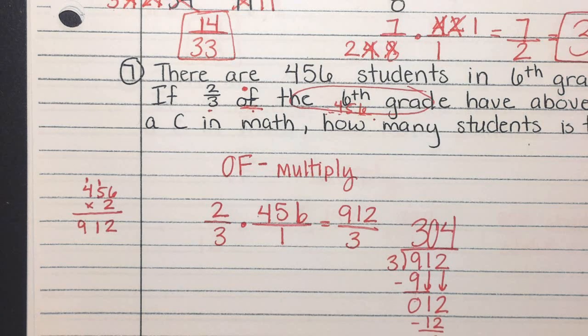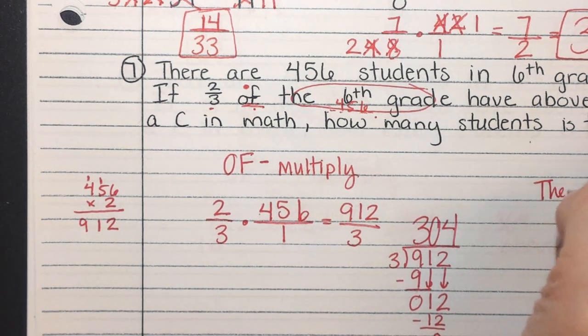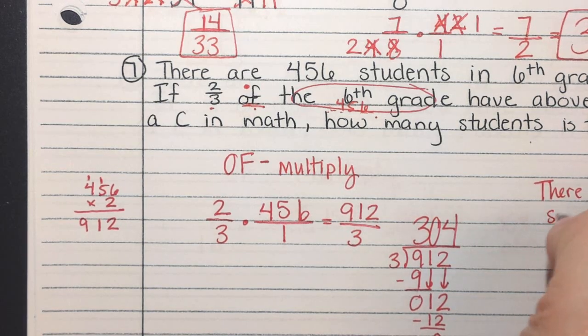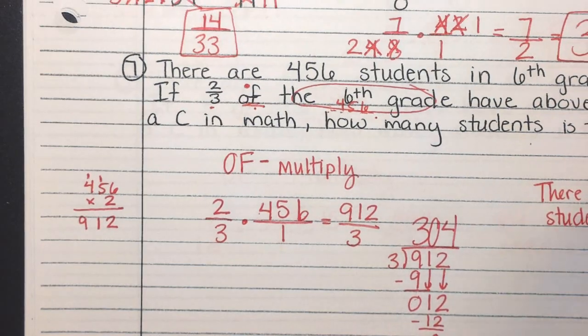Necesito más. Okay. The wording was right. Yeah, no one more trying that. Carrie? There are 304 students. There are 304 students. All right, and what happened with those students? That have above a C. That have above a C in math. Yes, Peyton?